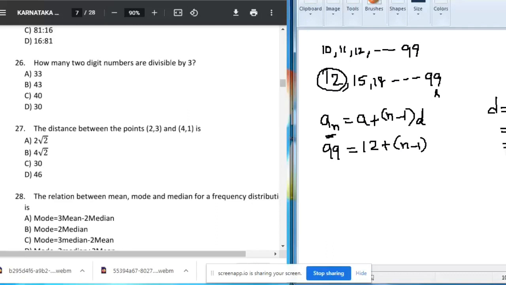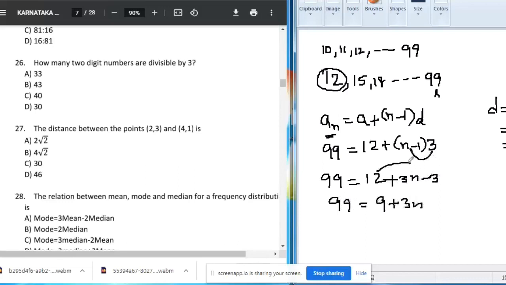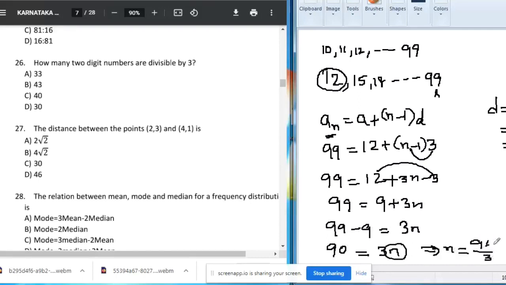15 minus 12, which is nothing but 3. I am replacing the value of d here, 3. So basic calculations. 3 times n is 3n and 3 times 1 is 3. 12 minus 3 is nothing but 9, plus 3n. 99 equals 9 plus 3n, so the 9 moving to the other side will become minus 9. 99 minus 9 is 90. So I want the value of n, which is nothing but 90 by 3, which is 30. So how many 2-digit numbers are there which are divisible by 3? The answer is 30. So D is the correct option.